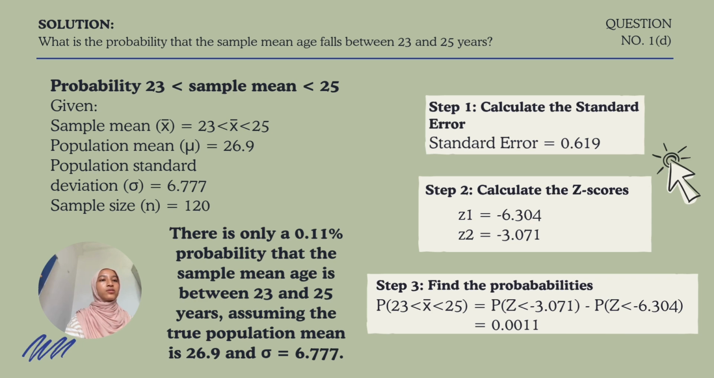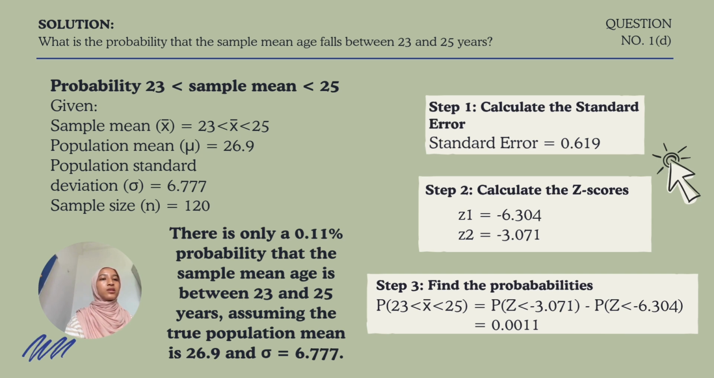Question 1D, what is the probability that the sample mean age falls between 23 and 25 years? Again, we use the same z-score formula and we already know the standard error is 0.619. Now let's calculate the z-scores for both values. Z-score for 23 is negative 6.304 and the z-score for 25 is negative 3.071. Next, we find the probability between these two z-scores, which is the probability of z less than negative 3.071 minus the probability of z less than negative 6.304.